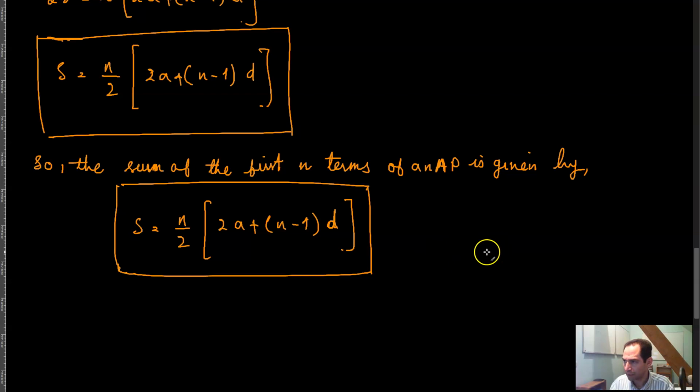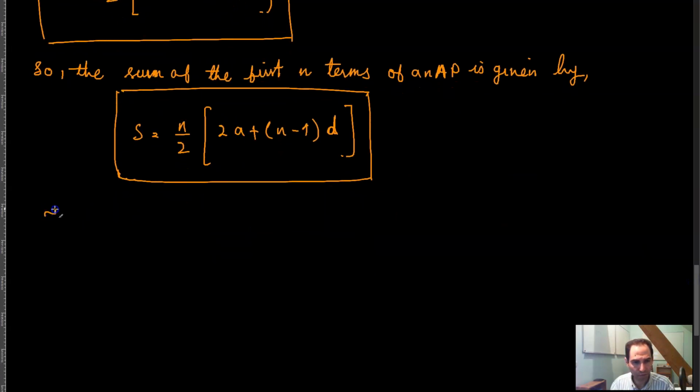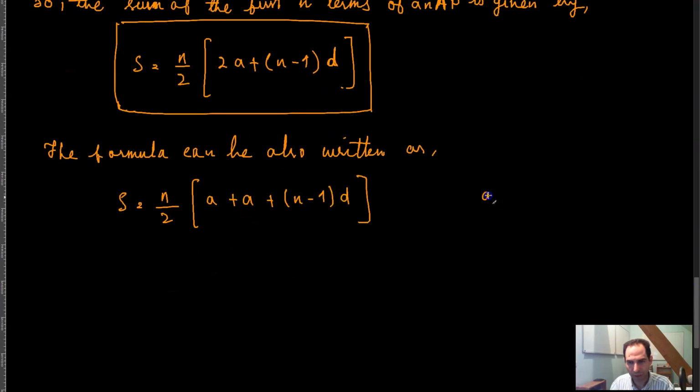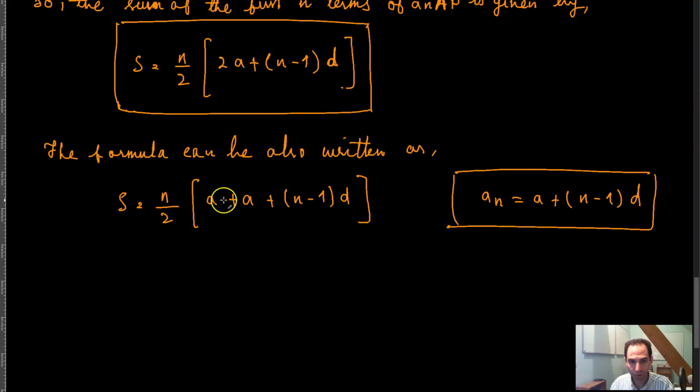And we can also write this formula as s is equal to n divided by 2 times 2a, or instead of 2a you can write a plus a, plus n minus 1 times d. Now you know that a of n is equal to a plus n minus 1 times d. We have already derived this formula, and therefore you can write this as S is equal to n divided by 2 times a plus a of n, right? A plus a of n.